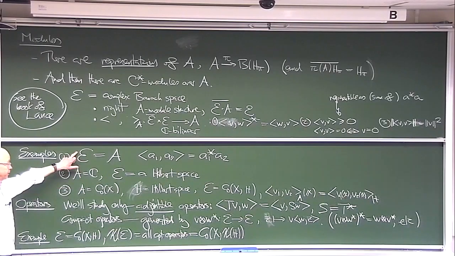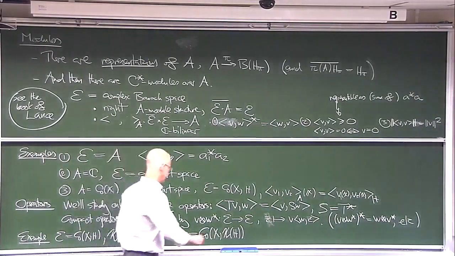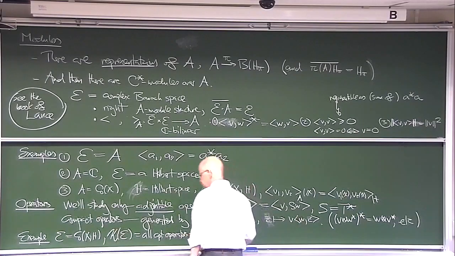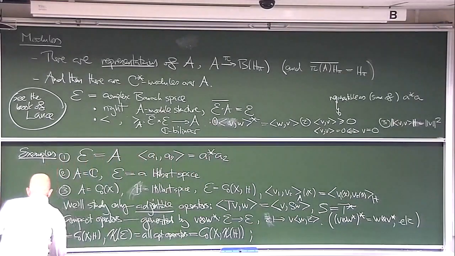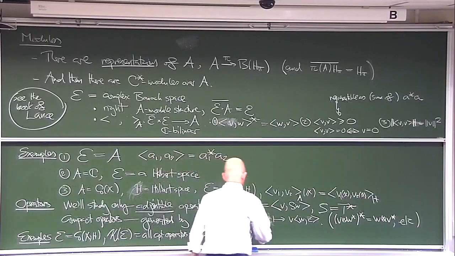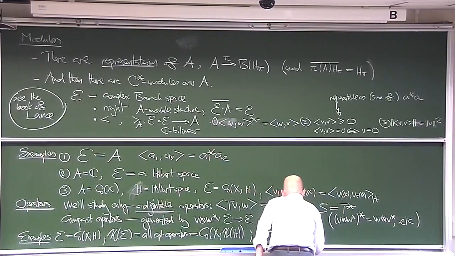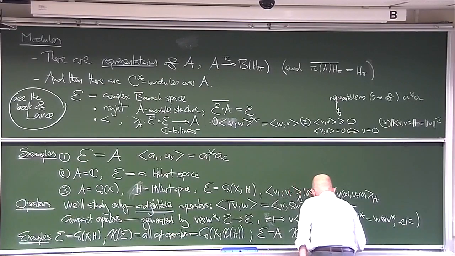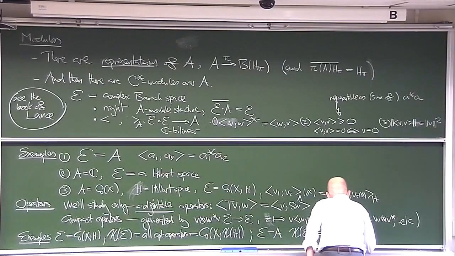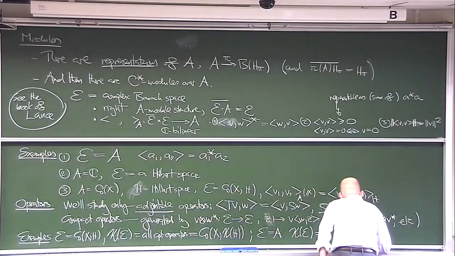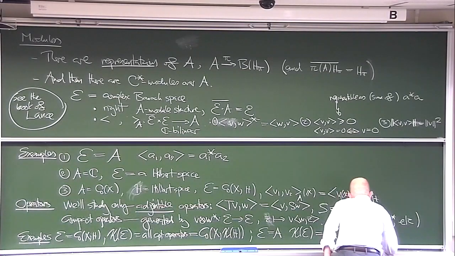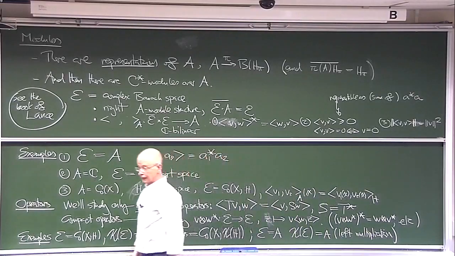In this situation, maybe it's worth looking at examples. In this situation, this is just isomorphic to A, now acting by left multiplication. Those are Hilbert modules.